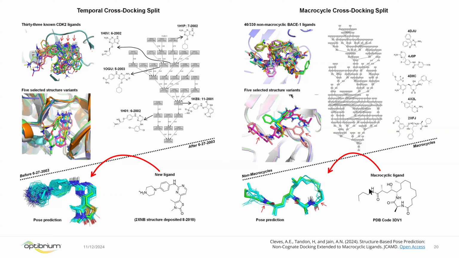So now the game is, we have a BACE ligand that was deposited as 3DV1. We want to try to predict the pose of this ligand based only on this information from non-macrocycles. So there have been a few papers published out there in the last 5 or so years talking about macrocyclic docking. All of those papers that we can find are talking about pulling a macrocycle out of its cognate site, maybe not even randomizing its coordinates, and then trying to dock it back in.